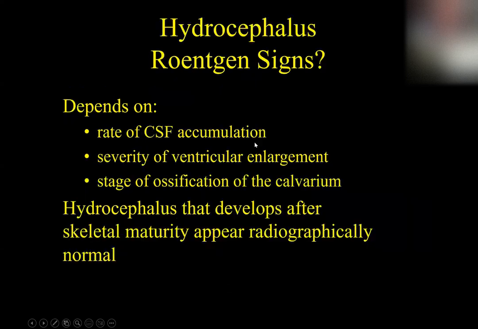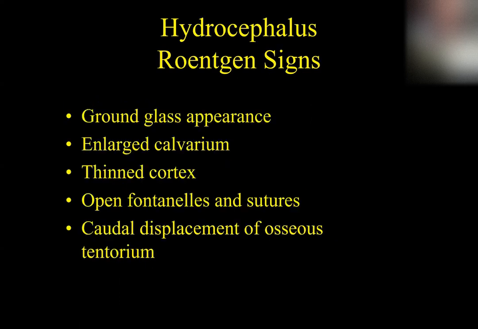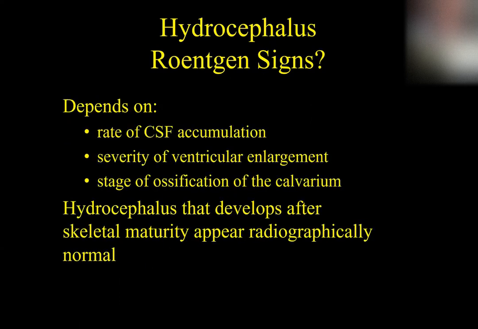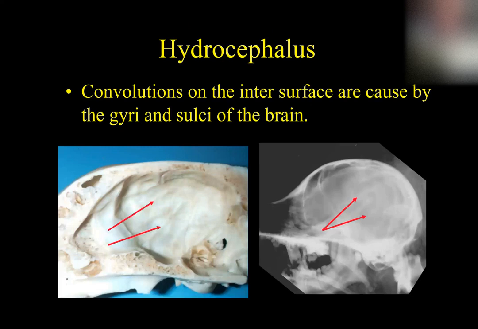So what are the Röntgen signs that we may see on radiographs that would suggest hydrocephalus? Well, the appearance of the Röntgen signs is dependent on how fast the CSF is made, the size of the ventricles, and the age of the animal. So here's what we see. This is a sagittal view cut in half of a dog's skull. Here is the calvarium. So that's where the brain sits.